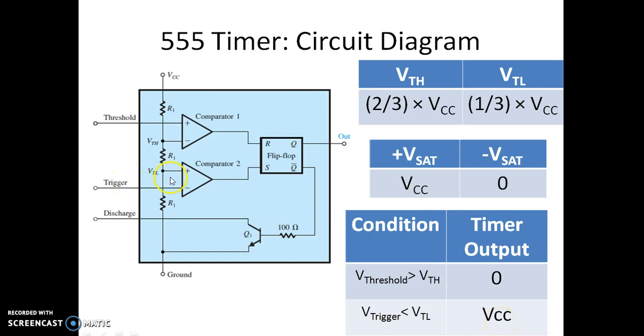Meaning when trigger voltage is less than VTL, this comparator 2 output is high, which is the set input for the flip-flop. When set is 1, we know from the previous truth table, when set is 1 and reset is 0, we end up with the output Q as 1. Since Q is the actual output, we get the output as VCC.